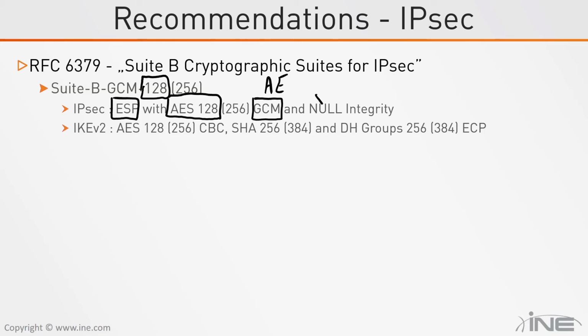So this means that integrity can be set to be null, because integrity is going to be inherently provided by our encryption. And now the second variation, at 256 of this suite, the only change here is that we will use encryption with a longer key.